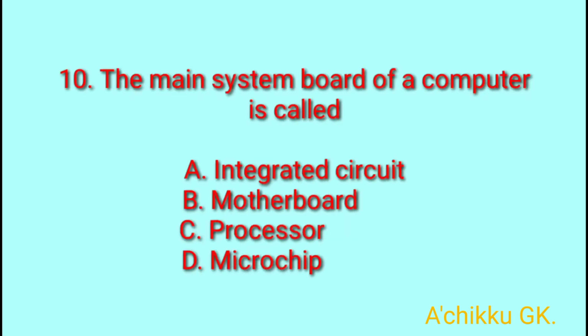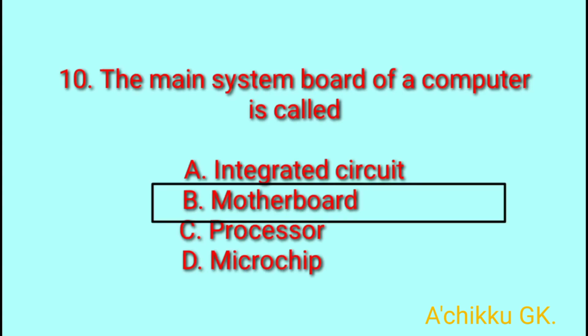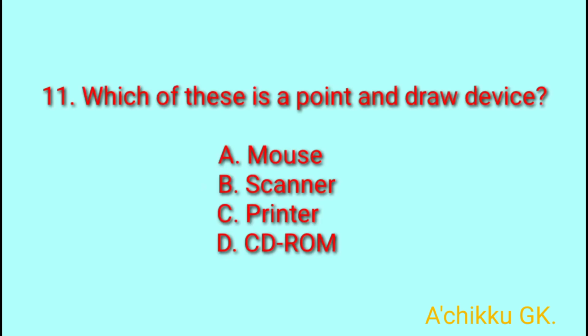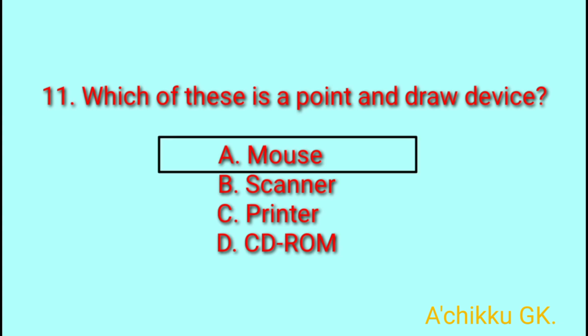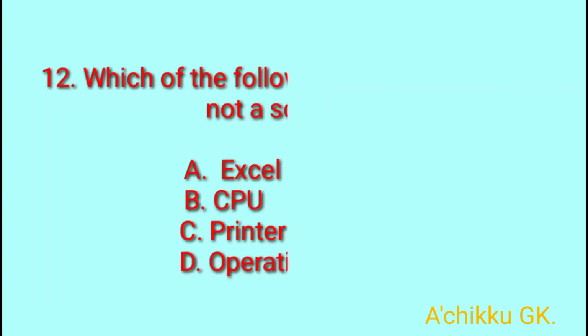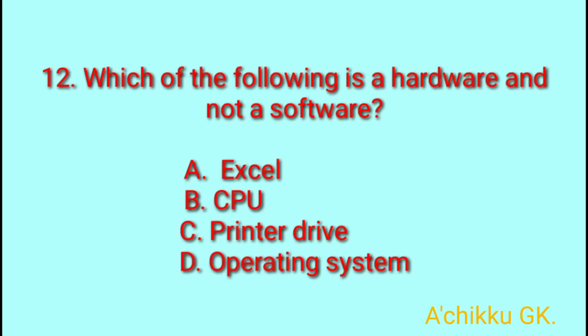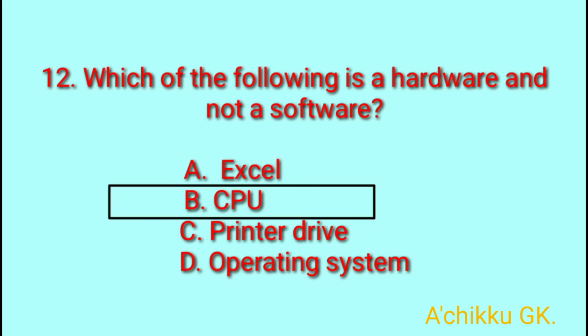The main system board of a computer is called? Right answer B. Motherboard. Which of these is a point and draw device? Right answer A. Mouse. Which of the following is a hardware and not a software? Right answer B. CPU.